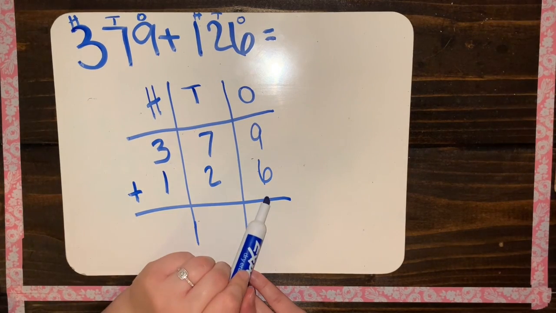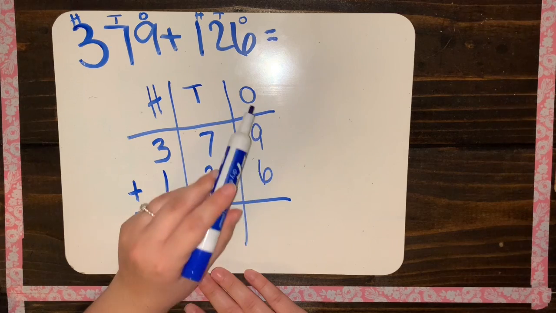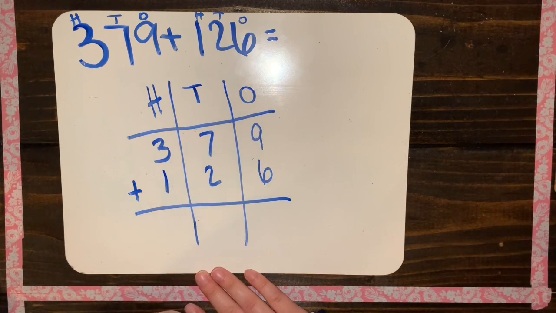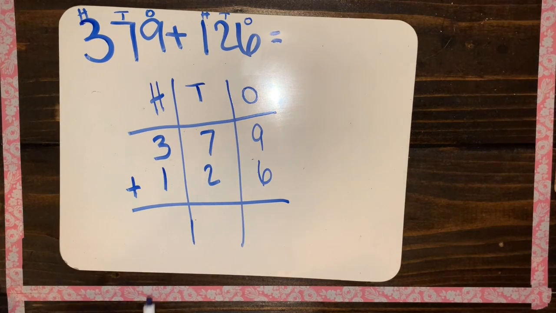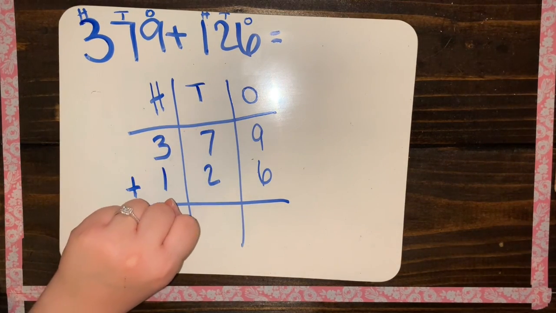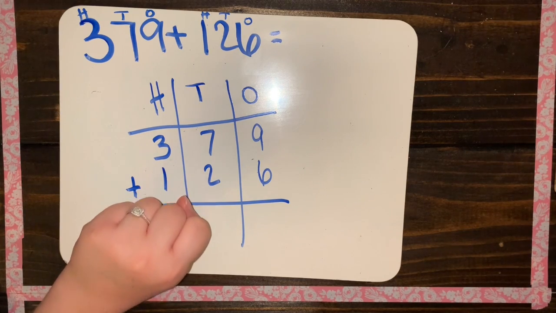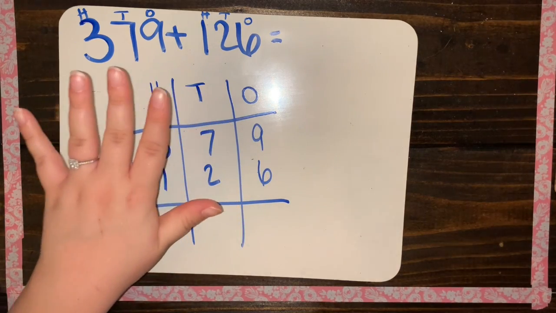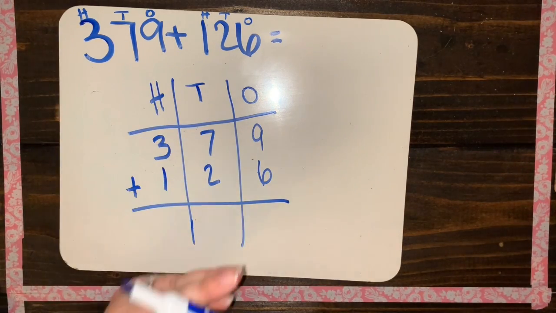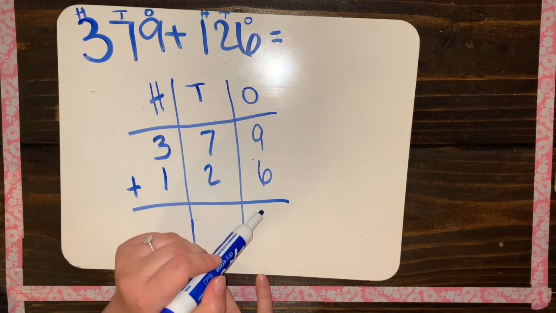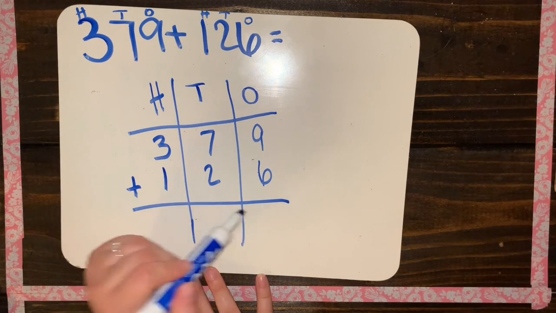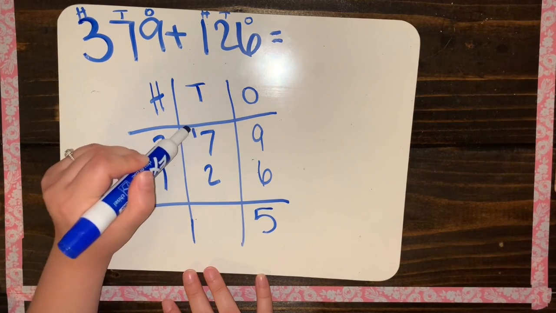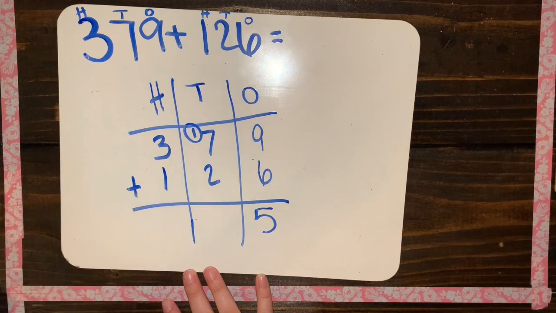I'm going to start adding here in the ones place like I always do. You always start here. I'm going to add 9 plus 6. So if I catch my 9, I'm going to count up 6. 9, 10, 11, 12, 13, 14, and 15. Okay, but I have 15 here and I can only write 1 digit. So I'm going to write my 5 here and take my 1 up here.